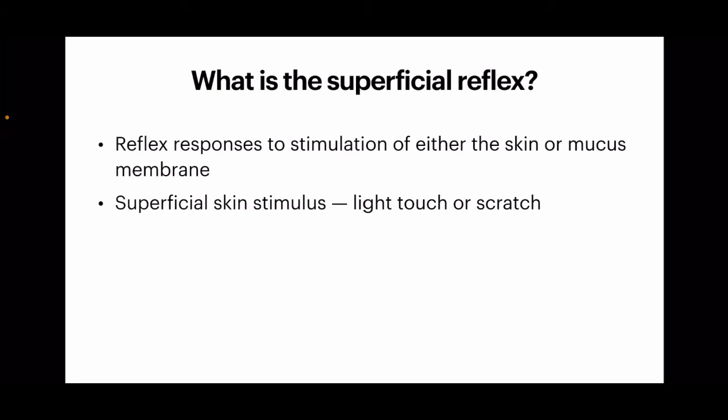A superficial reflex is one where the stimulus that is given is superficial. That is what it means. So these are reflex responses to stimulation of either the skin or the mucous membrane. This is what is called a superficial reflex. So what kind of stimulus are we going to give? It could be a light touch, a scratch, or a stroke, like a small stroking sensation that we give. So this is a superficial reflex.